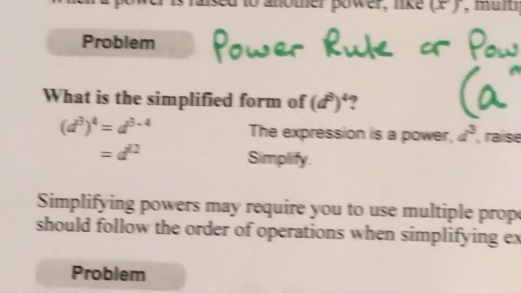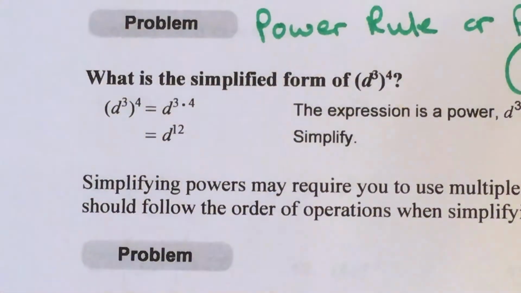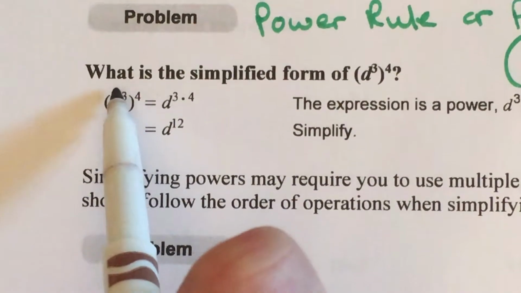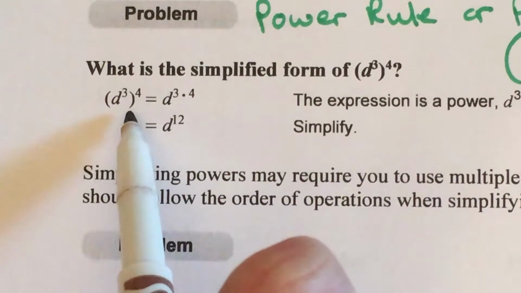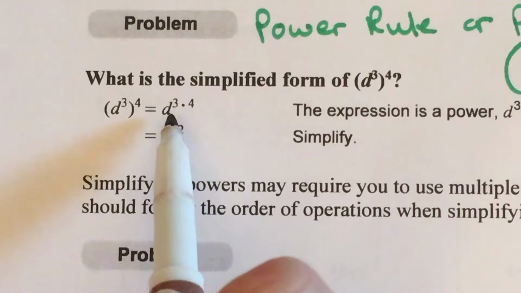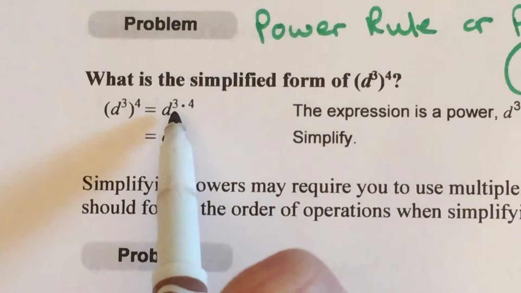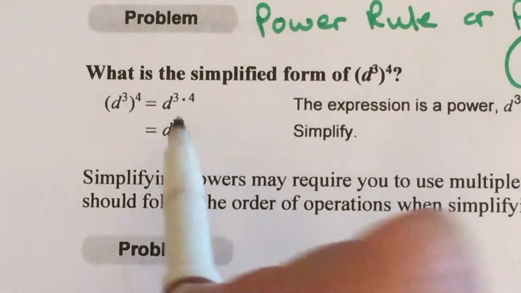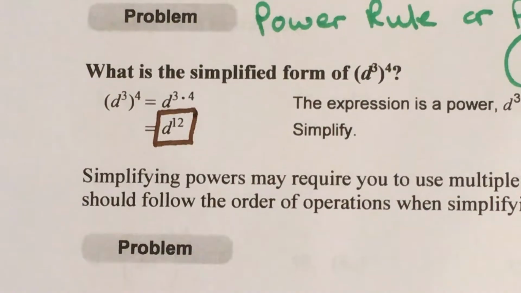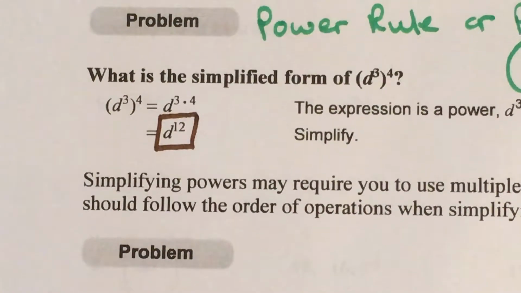So here in our first example that they gave us, we have d to the third power all to the fourth power. We see this set of parentheses. And using our rule, we can multiply the 3 and the 4 and come away with d to the 12th power. And that's it. You're done.